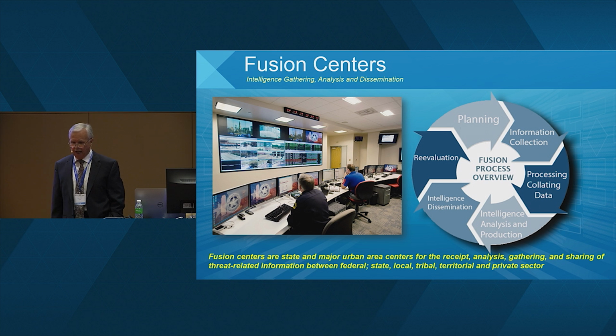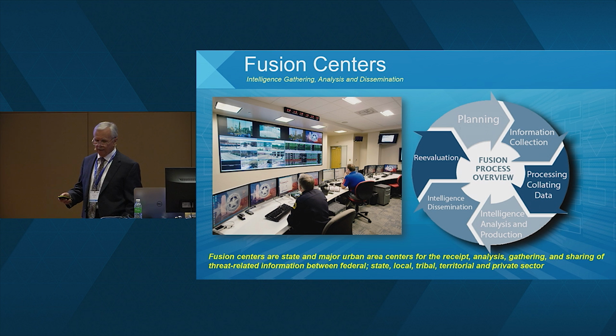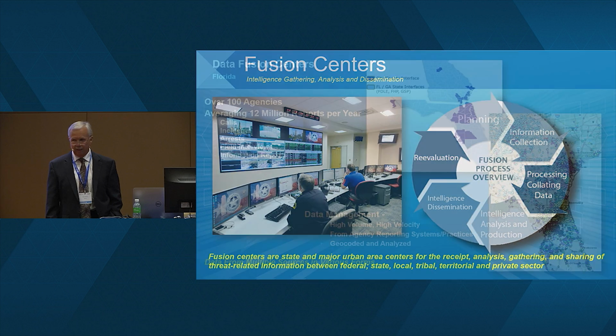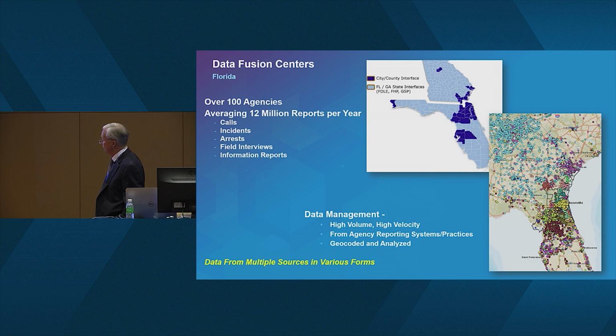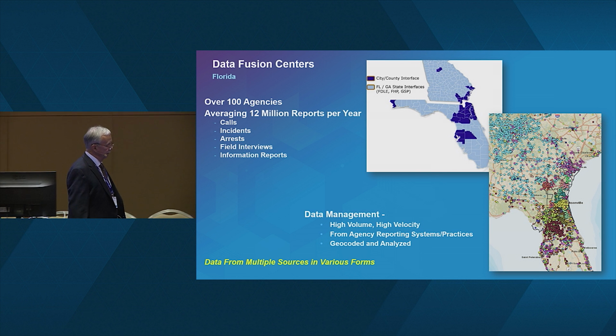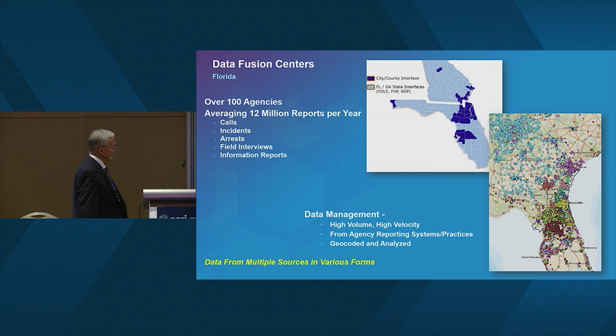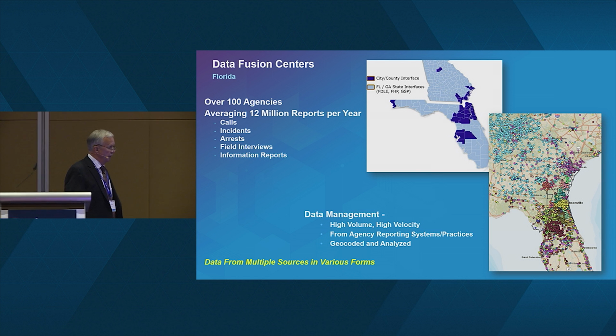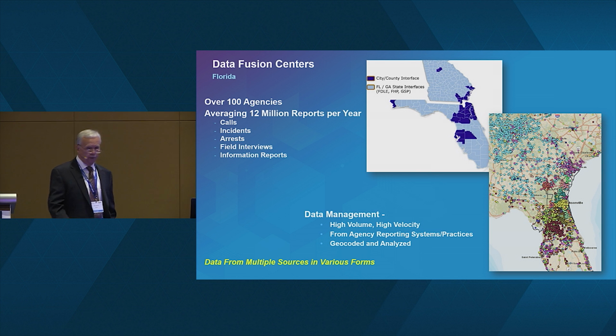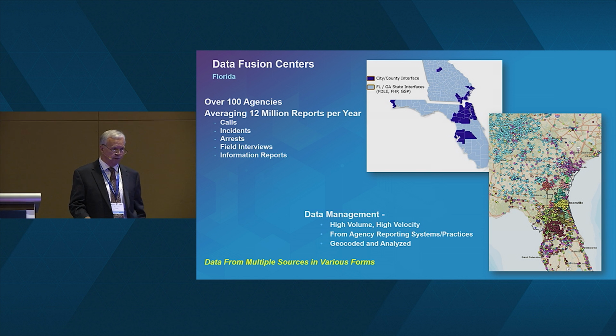Their role is to gather information, lots of information, evaluate it, analyze it, and then disseminate it when there's actionable intelligence. This is an example of one of those fusion centers in Florida. And you can see the amount of information and data that they intake: 12 million reports a year. All different types of information coming in, from phone calls to suspicious activity reports, field interviews. They have the responsibility to act on that quickly.